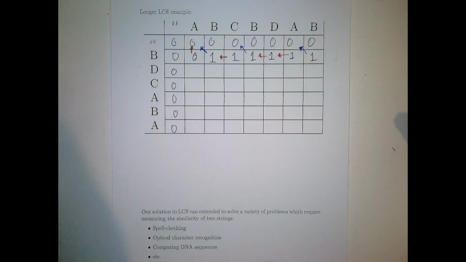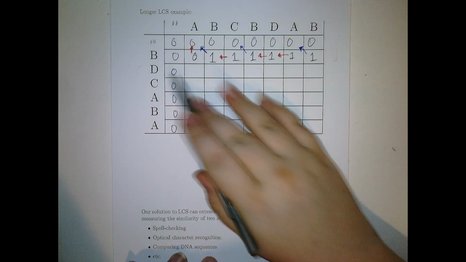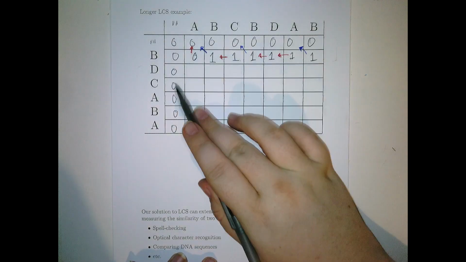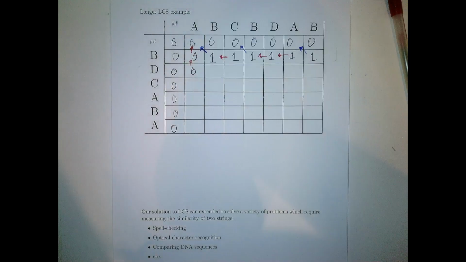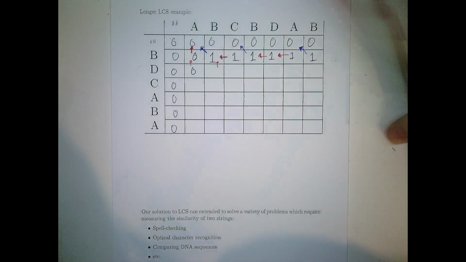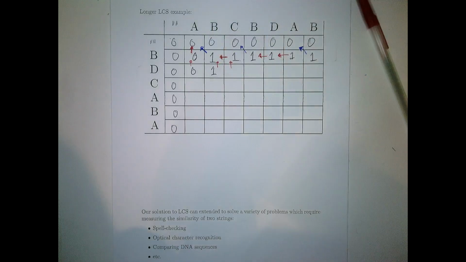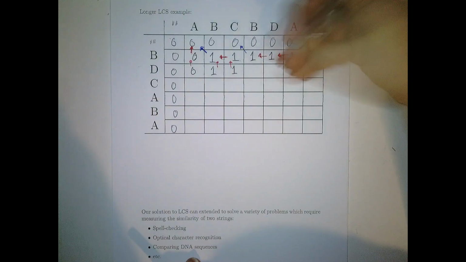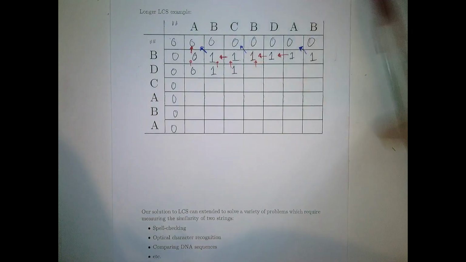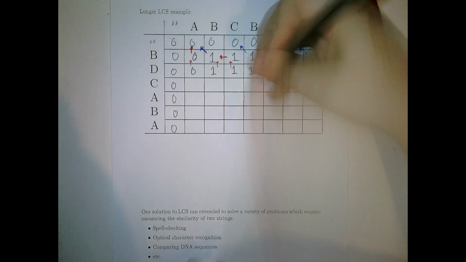Okay. Let's see. D versus A, not a match, so it doesn't matter which one we take. I'll take the top number because they're the same. B versus D, not a match. The top number in this case is bigger, so I'll propagate from that. D versus C, not a match. I'll take the top number. Right, going a little bit faster now. D versus B, not a match. Take the max. The max is the same either way, so we'll take 1.